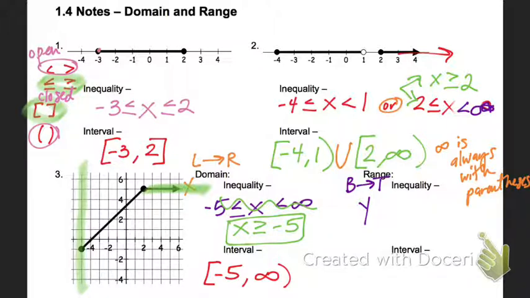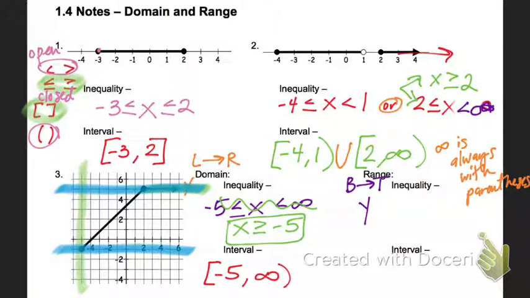Range is a little different, so I'm going to take a different color highlighter. I'm going to read it from bottom to top. So I find my lowest point, which is right here, and my highest point. The function never gets any higher than this point right here, and my function is contained within these 2 points.